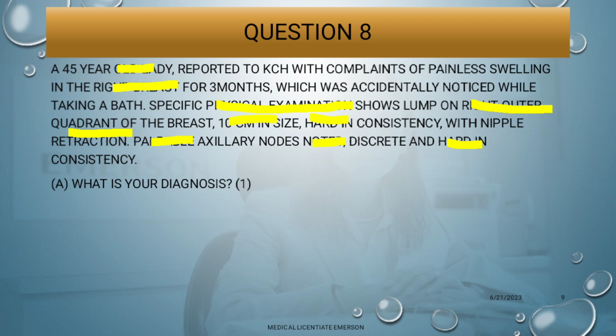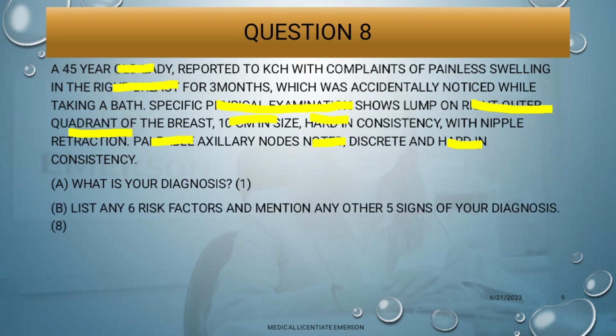For this one, this is a breast CA. This looks like breast cancer. Then list any 6 risk factors and mention other signs. Let's start with the risk factors. Risk factors for breast cancer can be classified as modifiable and non-modifiable.